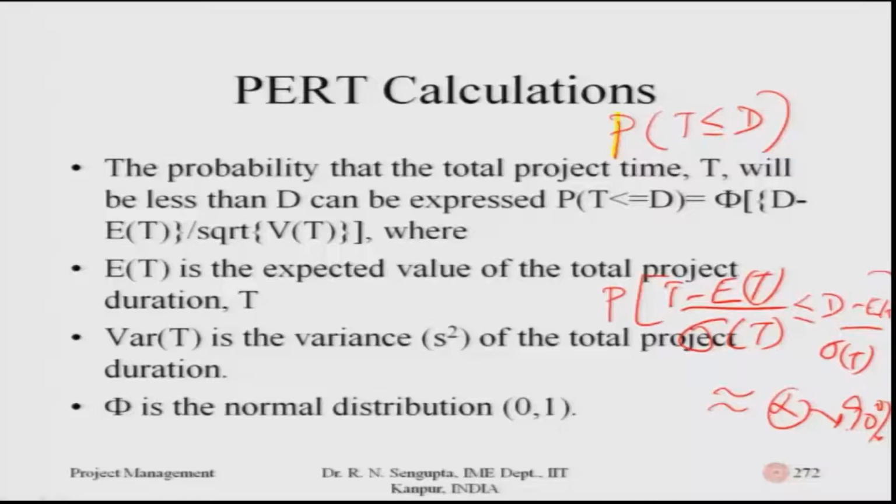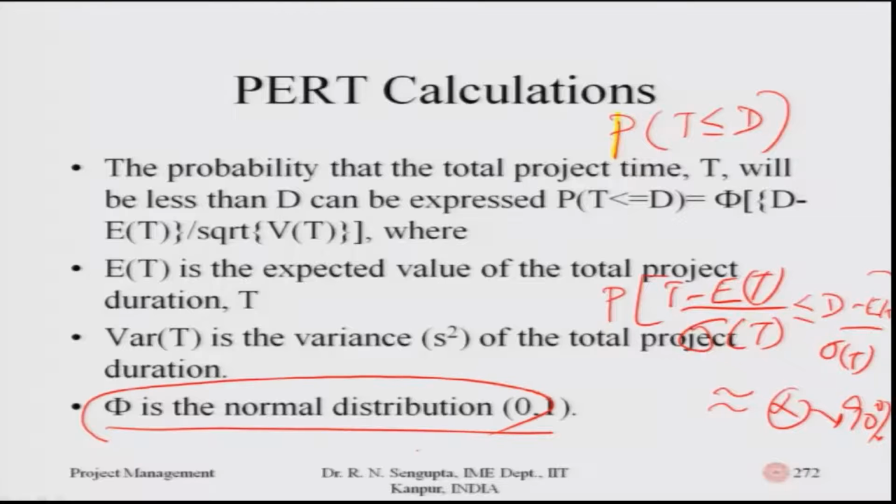E of T is the expected value of the total project duration, sigma T here is the square root of the variance of the total project duration, and the capital phi is the normal distribution, which we consider with a mean value of 0 and standard deviation of 1.